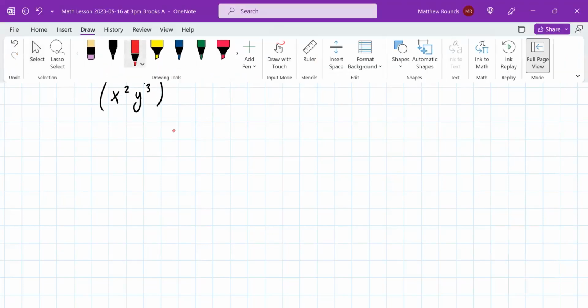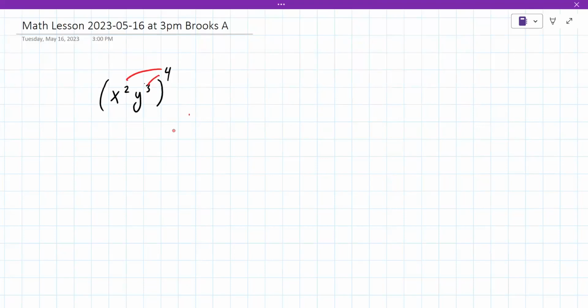A simple exponent property like this. Let's just say it's x squared y cubed to the power of 4. The rule here is that you take the exponent, which in this case is 4, and you distribute it. In the case of here, you're multiplying. So it literally becomes x to the 2 times 4, which is really x to the 8th, y to the 3 times 4, which is 12. You just multiply the exponents.